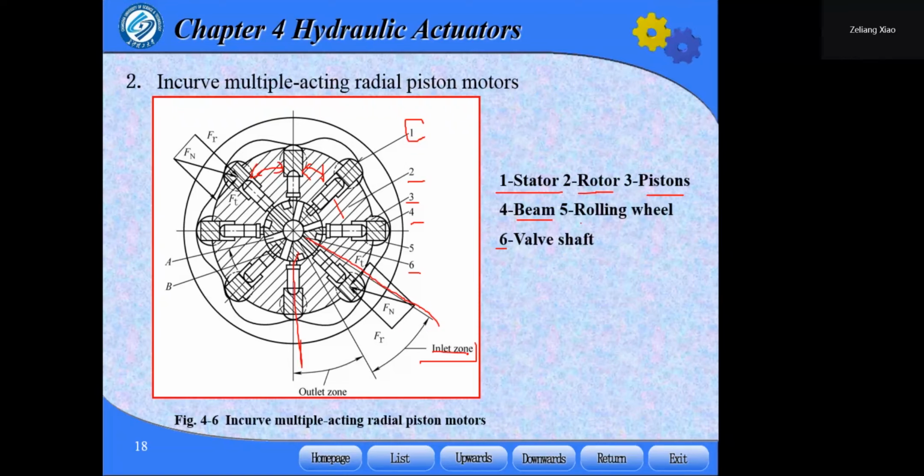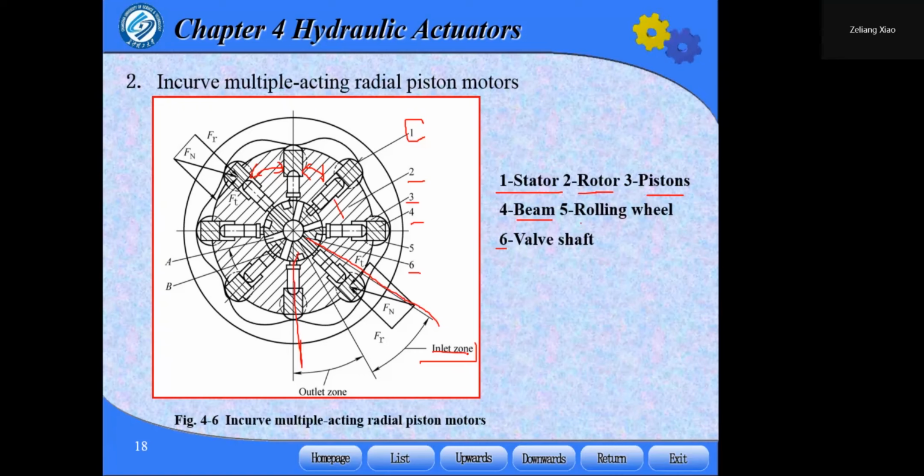The pistons' heads contact with the beam wall, which can move freely within the radial grooves of the cylinder block. Rolling wheels 5 on the rollers at the two ends of the beam can roll around the inner surface of the stator. The inner bore of rotor 2 and the outer surface of the valve shaft 6 match up to allow a sliding behavior of the shaft.